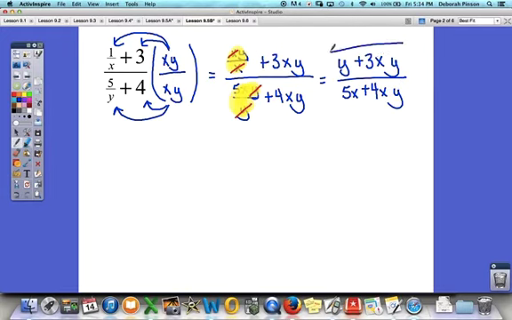Now you'll notice it's not the simplest answer in the world, but I don't have my double fraction. That's going to be my goal, is get rid of that double fraction. Then if I can simplify, okay. If I can reduce the fraction, that's great. If I can't, I'm done. Okay, so let's do a couple more.